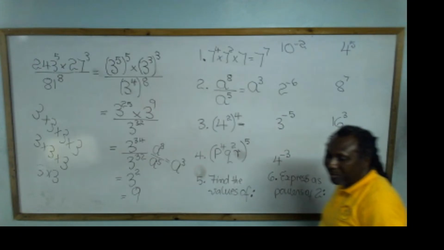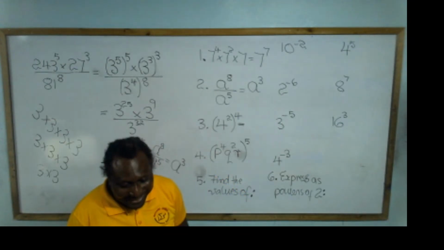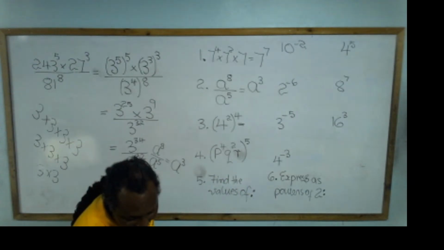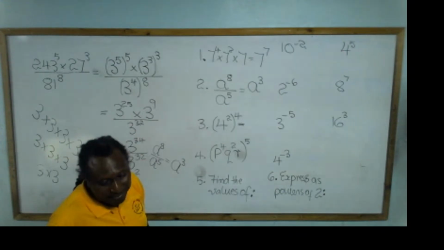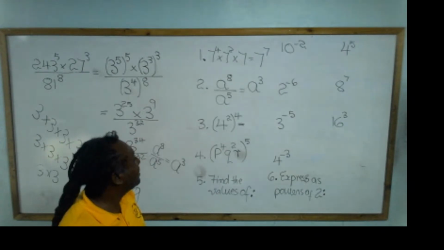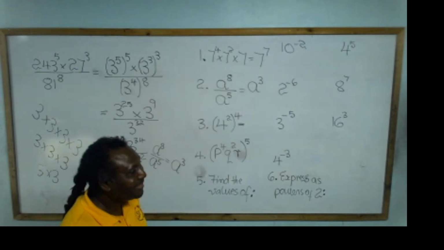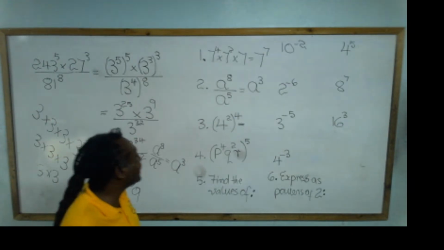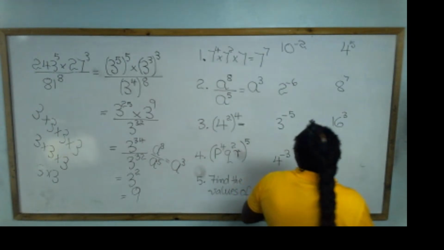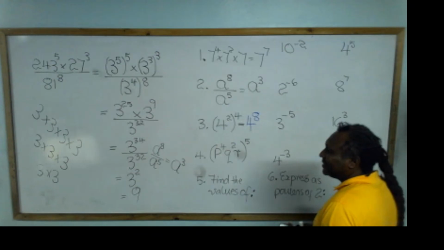When we have a number with a power that is raised to another power, or we can say it in 3 ways. Yes, somebody is saying 4 to the power of 8, that's nice. When we have a number with an index that is raised to another power, we multiply the exponents. 2 times 4 is 8. So that one will be 4 to the power of 8. So what do we say about number 4?